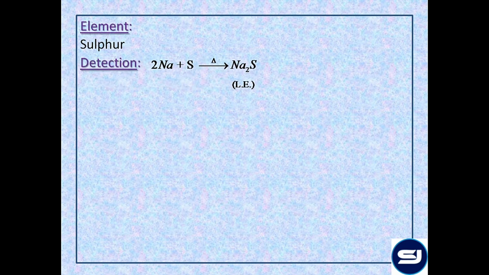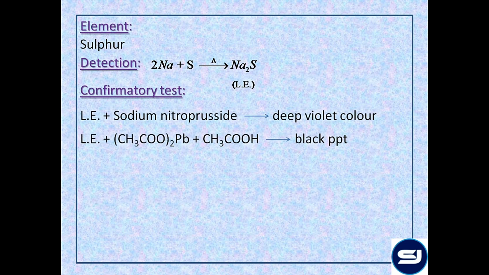Next is the detection of element sulfur. Even sulfur is detected by lassaigne extract. Here, sodium reacts with sulfur to form lassaigne extract of Na2S. The confirmatory test is the lassaigne extract reacts with sodium nitroprusside, giving a deep violet color. Or the other reaction is the lassaigne extract could react with lead acetate in presence of acetic acid, giving a black PPT. Now, you have to remember that this deep violet color is due to formation of which compound, and the black PPT in the lead acetate acetic acid test is due to which compound.